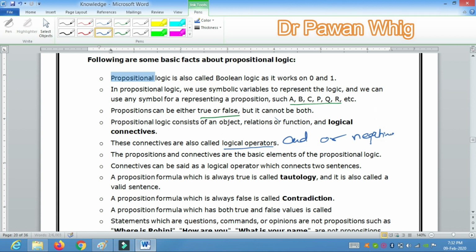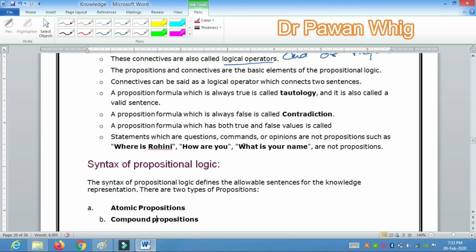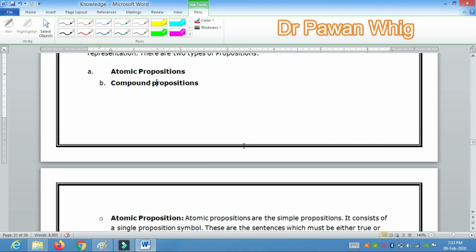Moving forward, propositions and connectives are the basic elements of propositional logic. Connectives can be said to be a logical operator with two sentences. This is very important: a propositional formula which is always true is what we call a tautology, and a propositional formula which is always false is what we call a contradiction. So we'll move forward. These are the very simple properties.